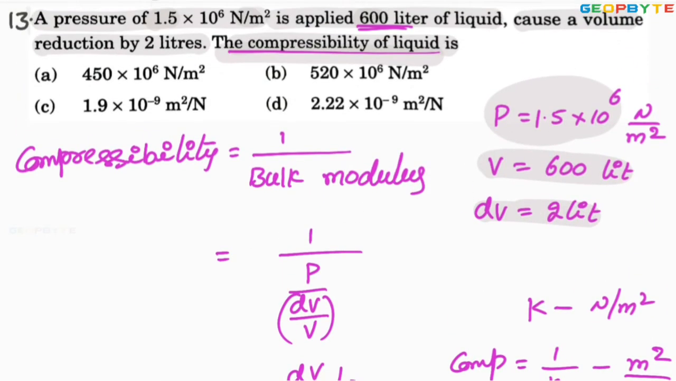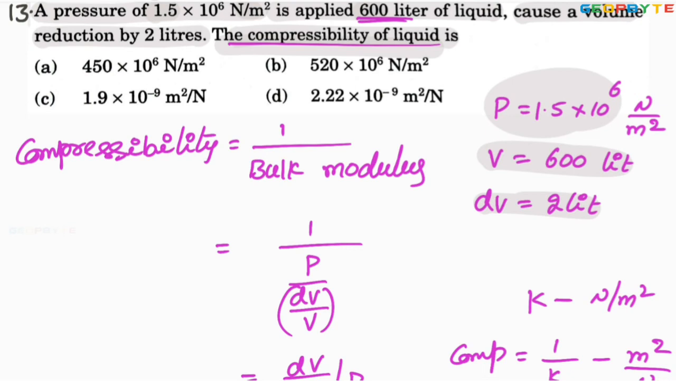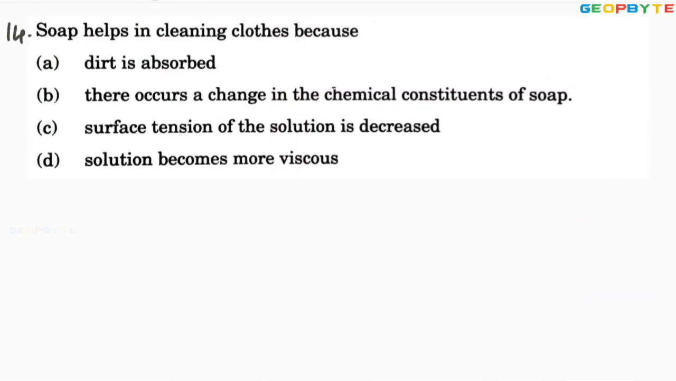Look at the options. Look at option D, 2.22 into 10 power minus 9 meter square per Newton. Therefore, option D is absolutely correct. I hope you got my point. Let us take one more problem. Look at the 14th problem.